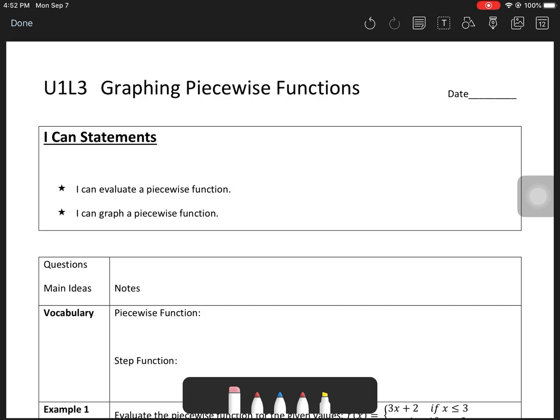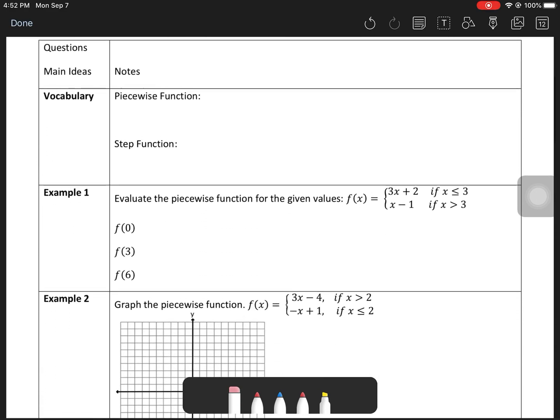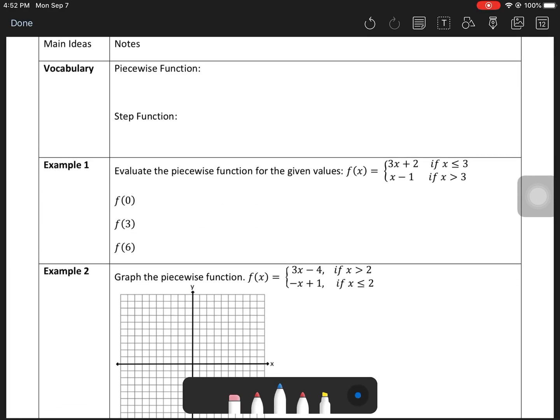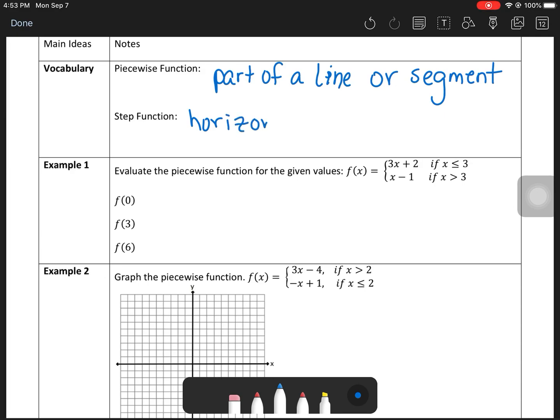In this lesson, we are going to be evaluating and graphing piecewise functions. A piecewise function is part of a line or segment. That's why it's called a piece. It's a part. A step function is made of horizontal segments that look like a set of stairs or steps.